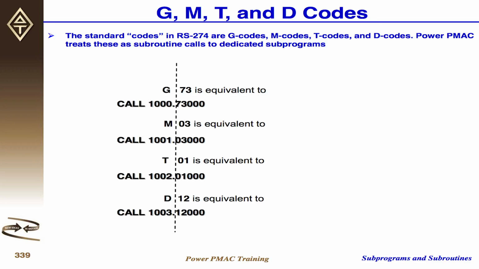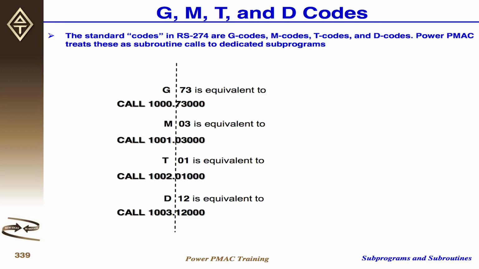So instead of times 1 million, this time you need to times 1,000. Whatever number after the G, you're going to times with 1,000. That's going to be your line number in the specific motion subprogram number. So for example, for the G, the subprogram number is always 1,000 until you change it. There is a structure I will show you in the next slide. You can change that. But if you don't change it, every time PMAC sees a G code, it's going to go to subprogram 1,000, and the line number is whatever after the G times 1,000.